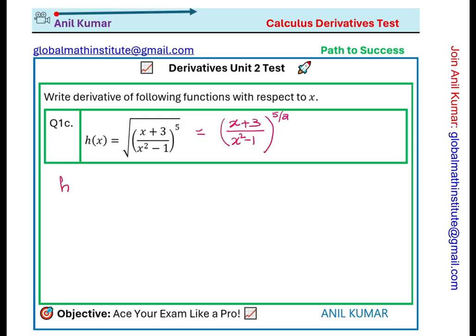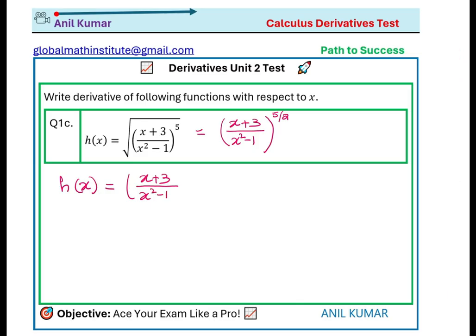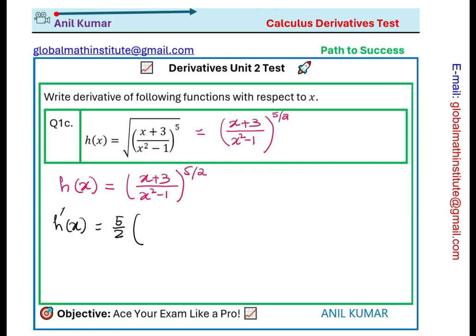Correct? So we can write down the derivative. Let me write down the function first in this particular form, which is x plus 3 over x square minus 1 to the power of 5 by 2. Correct. So now we have the function. We'll first apply the power rule, and so the derivative of this function will be 5 by 2 times x plus 3 over x square minus 1 to the power of 5 by 2 minus 1, right?